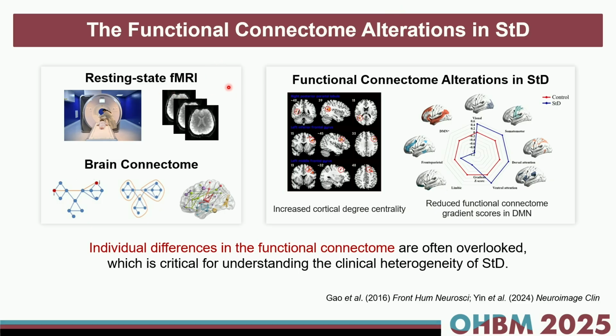Resting-state functional MRI and the brain connectome provide important tools to investigate the neurobiological substrates underlying clinical symptoms in STD. For example, functional connectome alterations have been found in frontal areas and the default mode network. However, most of them focused on group-level alterations. Given the high clinical heterogeneity among STD participants we mentioned before, we think it is very important to move a step forward to study the individual differences in the functional connectome in STD.